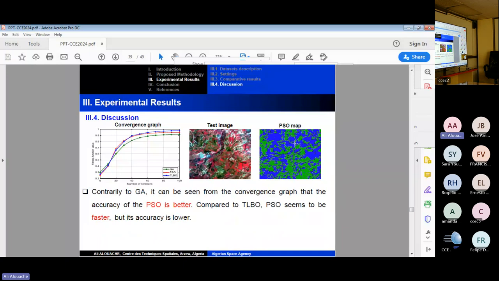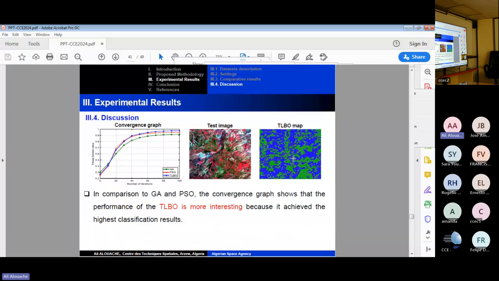Contrary to GA, it can be seen from the convergence graph that the accuracy of the PSO is better compared to GA. PSO seems to be faster than TLBO, but its accuracy is lower. The optimal features that are selected by PSO are four spectral bands, which are blue 1, green, near 1, and SWIR 1. This feature set is found useful to separate the vegetation in the image as shown by the PSO map, although it can be further improved for obtaining the best results.